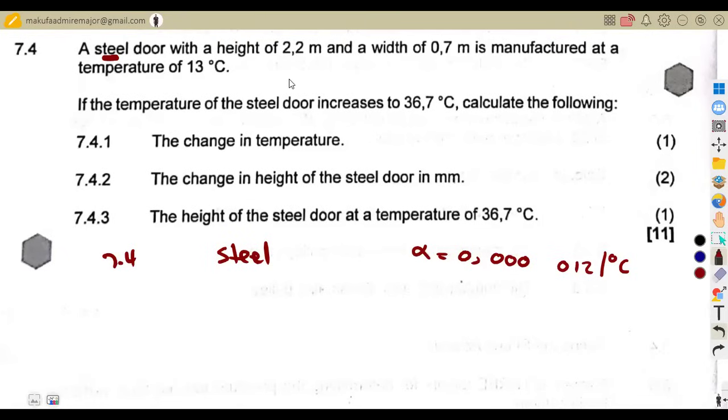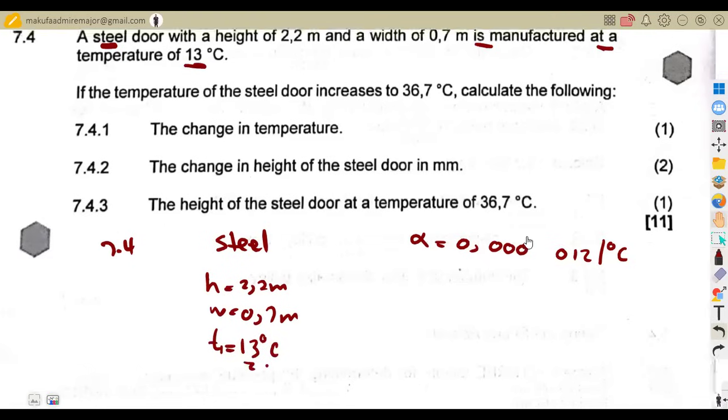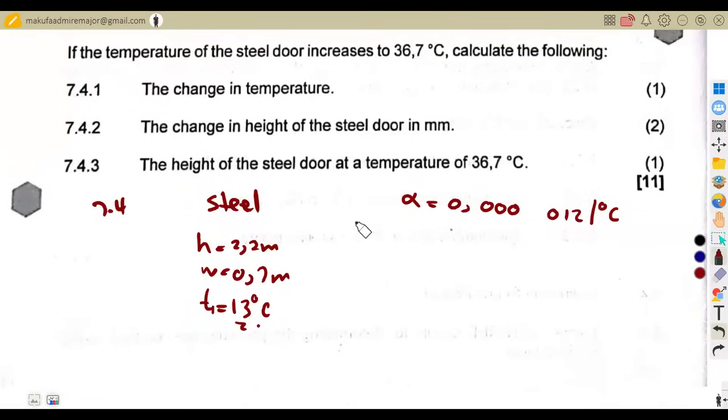We're given that the height of this door is 2.2 meters. The width of this door is 0.7 meters, and it is manufactured at a temperature of, that is the original temperature, 13 degrees Celsius. These are the initial conditions of our steel door, our starting point, where we started from.